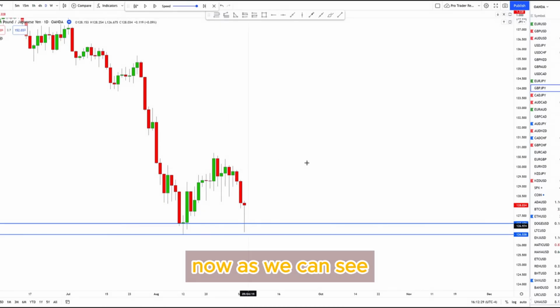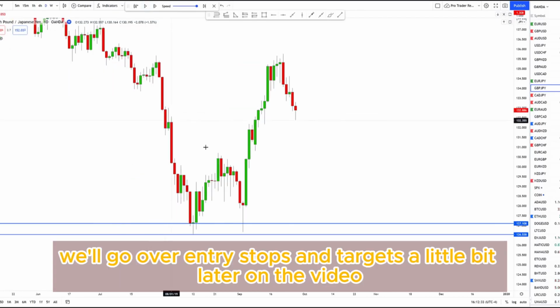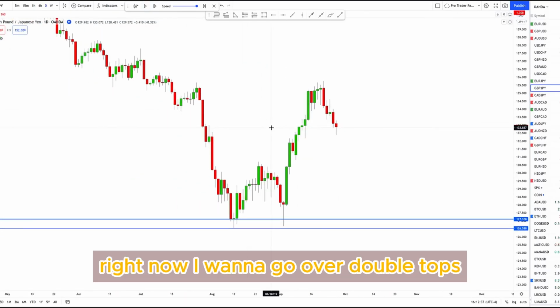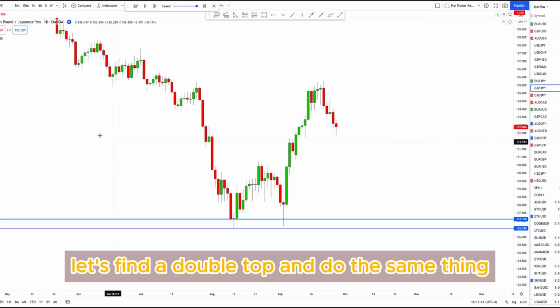Now, as we can see, this double bottom did happen and played out really nicely. Again, we'll go over entry stops and targets a little bit later on in the video. Right now, I want to go over double tops. So now that we've looked at a double bottom, let's find a double top and do the same thing.